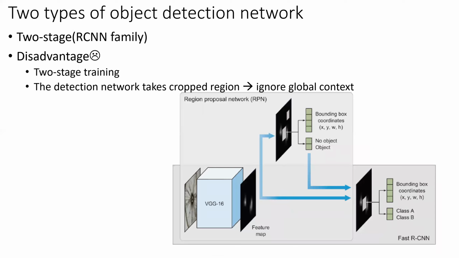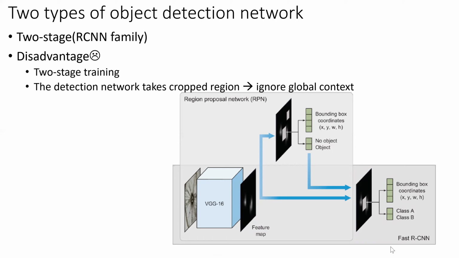The disadvantages are obvious. So firstly, there are two parts for the network. So the two networks are usually trained separately in the original paper. So they're first going to train the region proposal network, then train the detection network, then go back to fine-tune the region proposal network, and so on and so forth. So they do it iteratively.